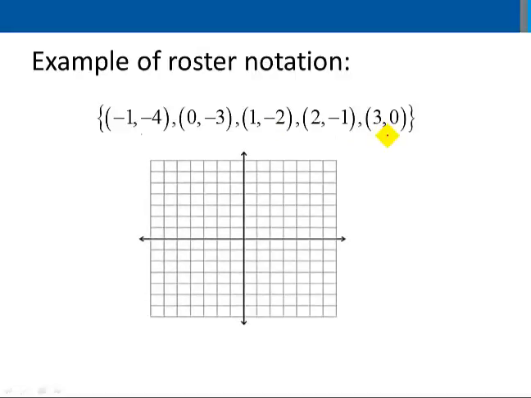To sketch the graph of this relation, we begin by labeling the x and y axes. Then we will plot the points (-1, -4), (0, -3), (1, -2), (2, -1), and (3, 0).